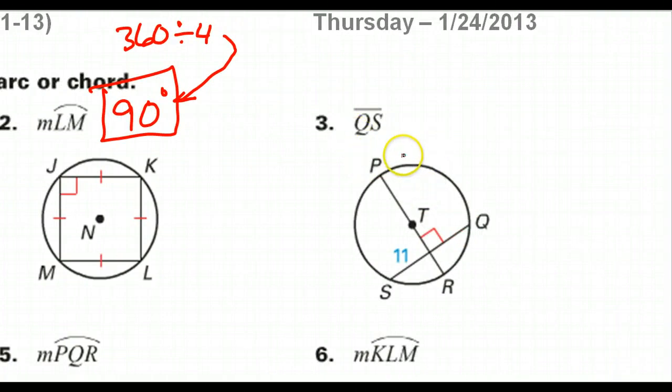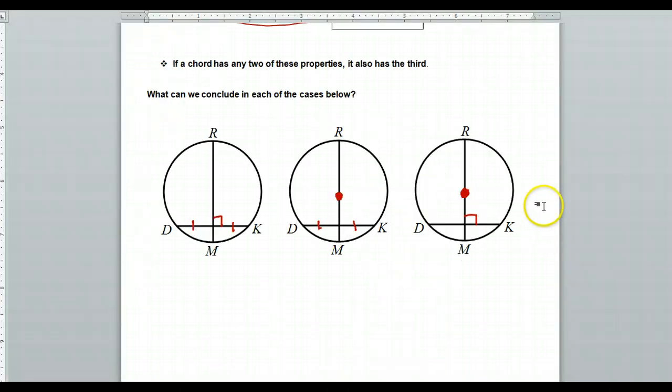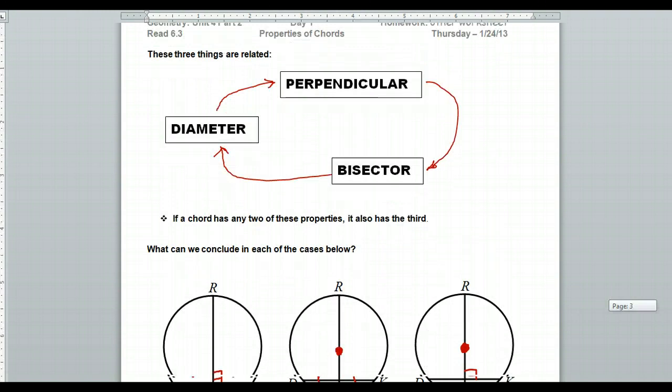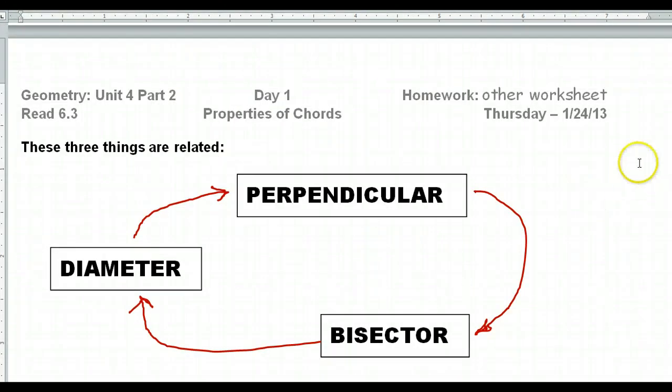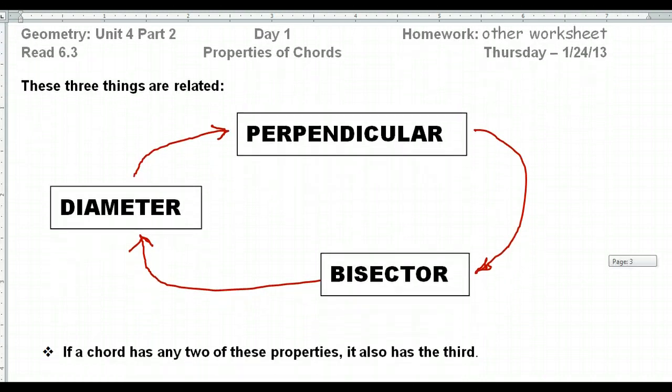There is another set of properties that we learned about with these chords, and basically it is this. These 3 things are closely related. Let me zoom in just a little bit. Diameter, perpendicular, and bisector. And the way these 3 things are related is if a chord has any 2 of these properties, it's also going to have the 3rd. So in other words, if a chord is a perpendicular bisector, it must also be the diameter. If you have a diameter that's perpendicular, it also must be a bisector.